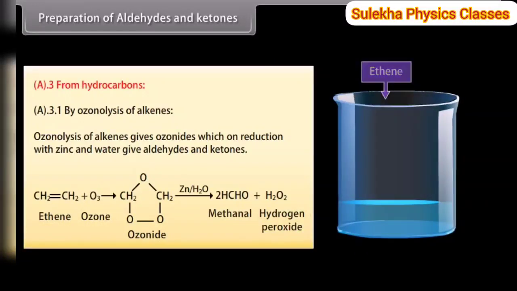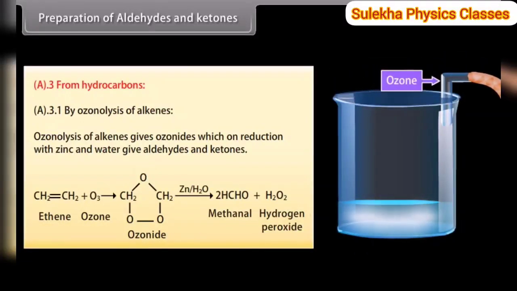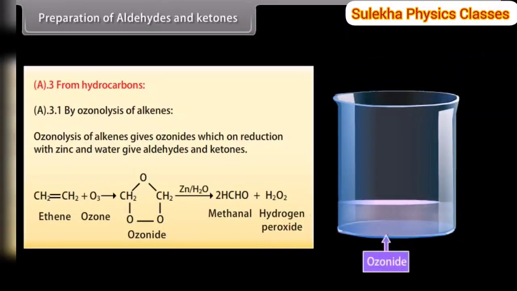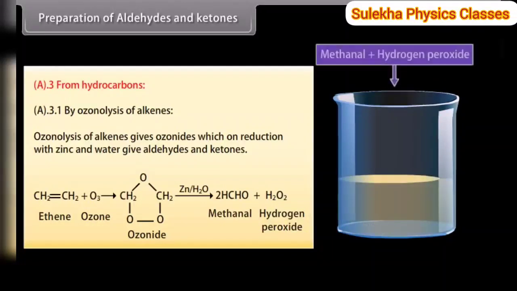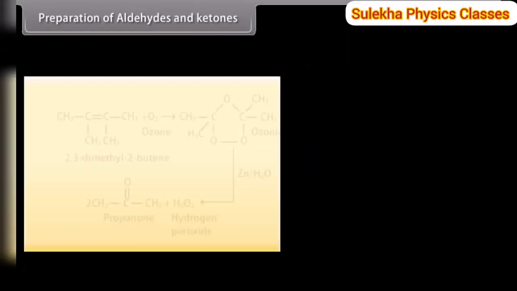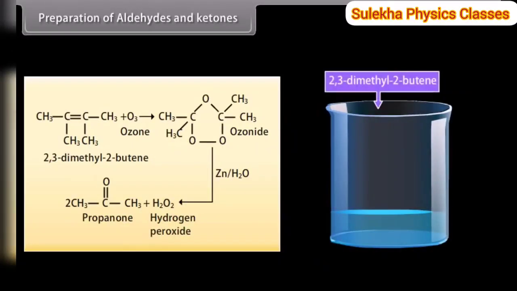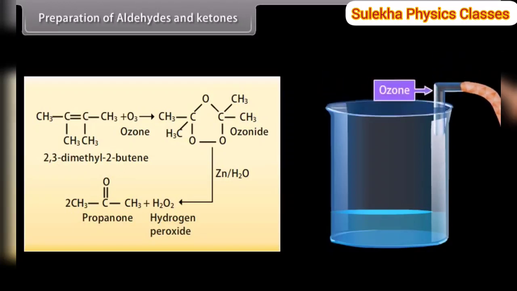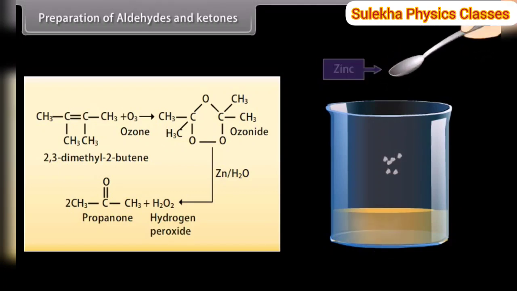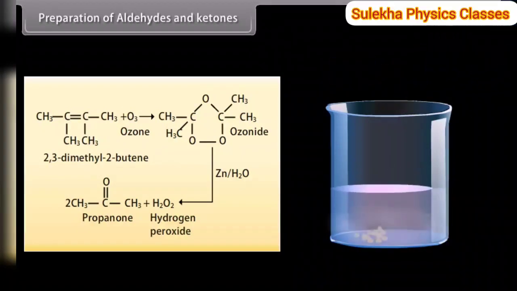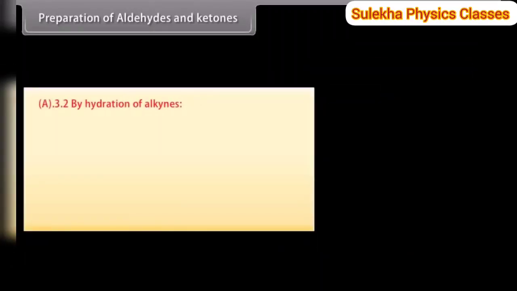Ozone gas reacts with ethene and forms an intermediate, that is, ozonide, which is treated with zinc and water and forms methanal and hydrogen peroxide. Ozone gas reacts with 2,3-dimethyl-2-butene and forms an intermediate, that is, ozonide, which is treated with zinc and water and forms propanone and hydrogen peroxide. By hydration of alkynes.